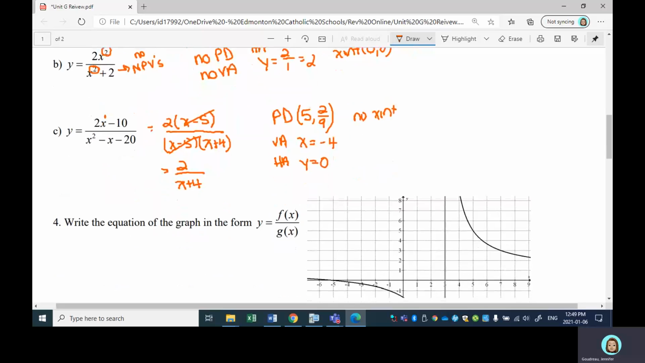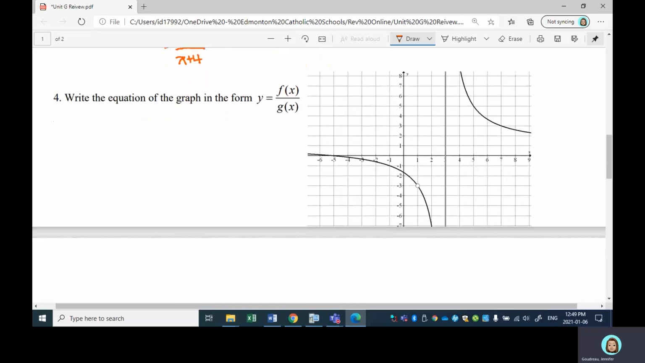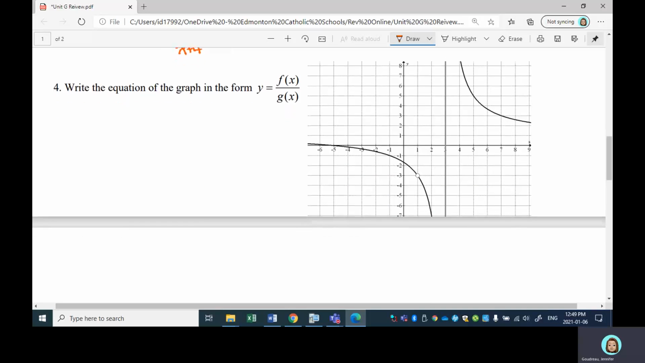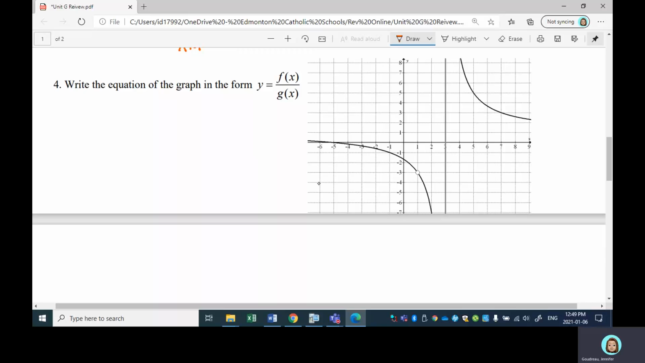In question 4, we're going to follow that same logic, but instead of analyzing the graph, we're going to be taking a given graph and writing the equation of the function. So we're kind of doing what we did in number 3, but backwards. So we're starting with what we have. Let's start with our vertical asymptote. In this case, we have a vertical asymptote at x equals positive 3.